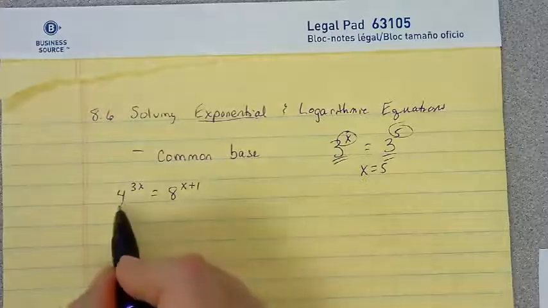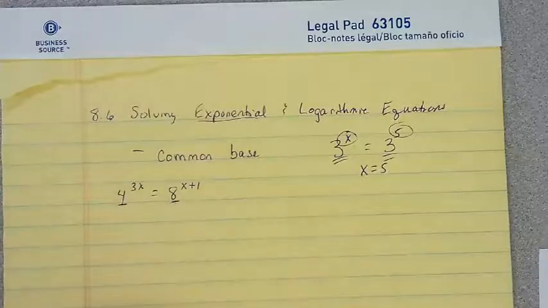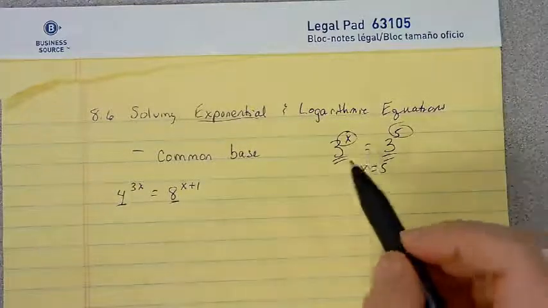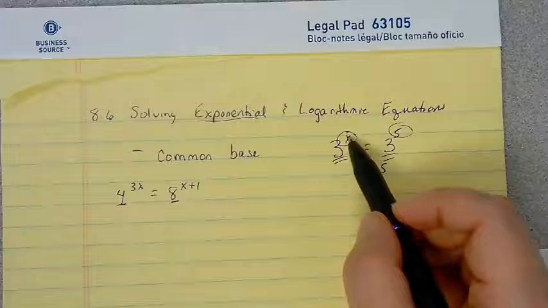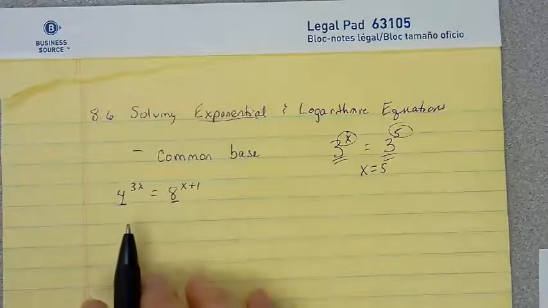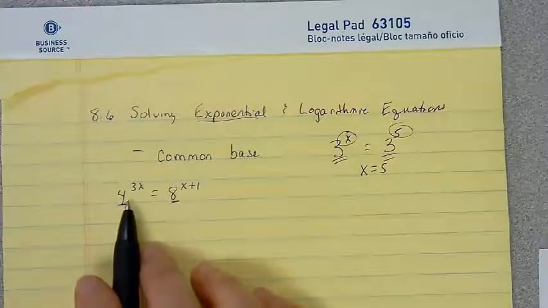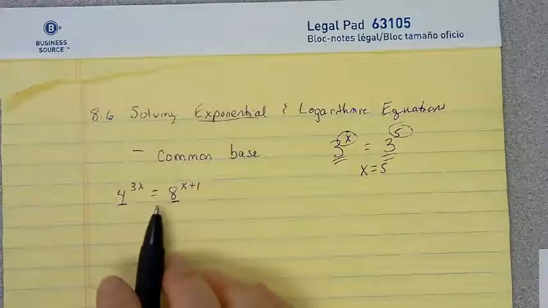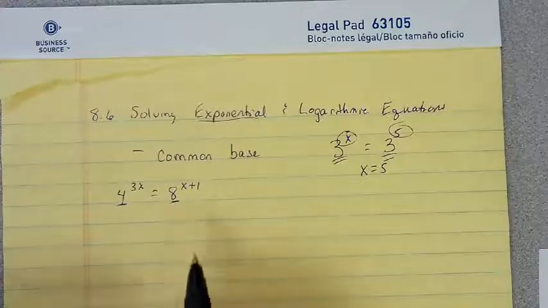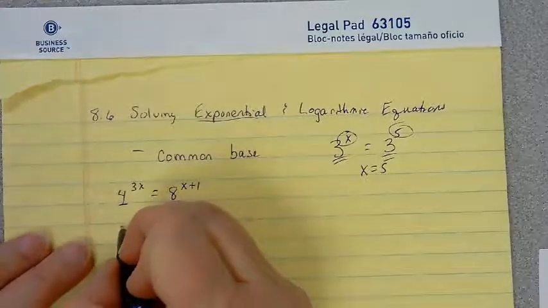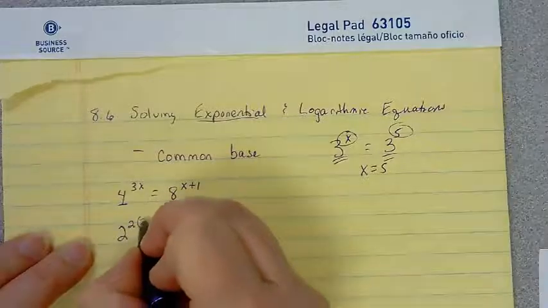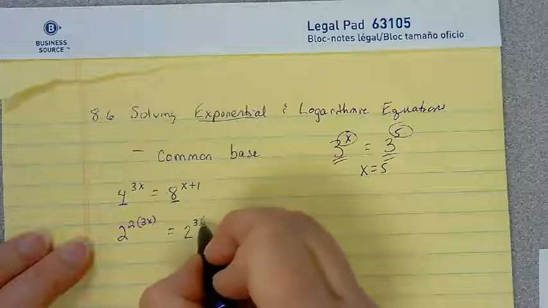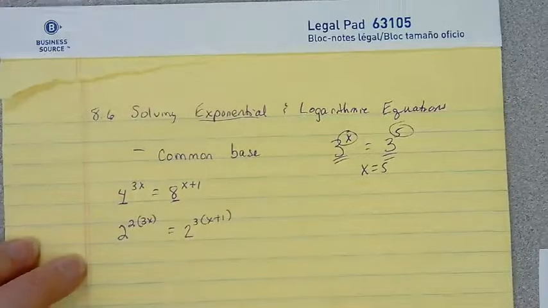So just like in this example, if I could get this number and this number to be the same, then that would make this thing so much simpler. So here we're talking about exponents or powers. So I want to see if I can think of some number to a power, and here would be that same number to a different power. And I know that both of these are powers of 2. So I'm going to make this 2 squared, to the 3x, and 8 is 2 cubed, to the x plus 1.